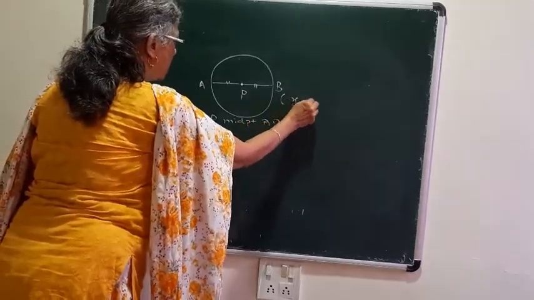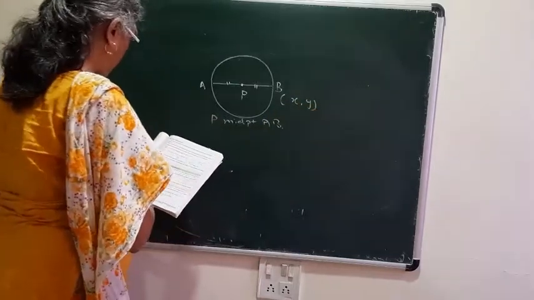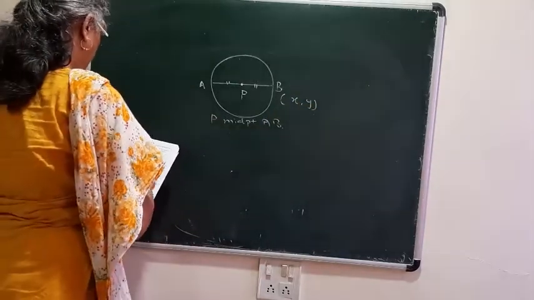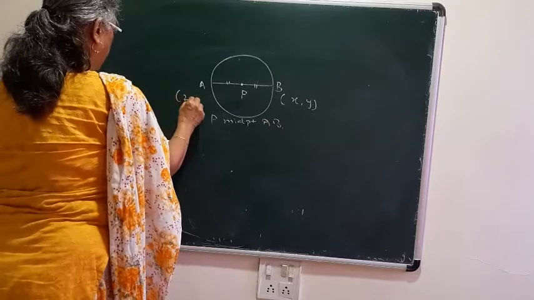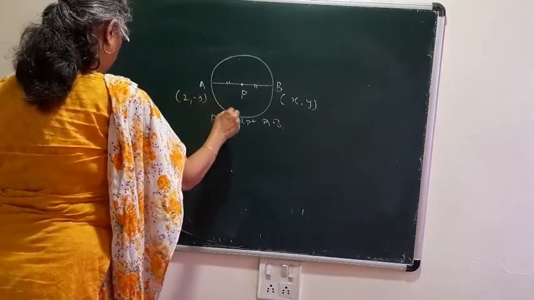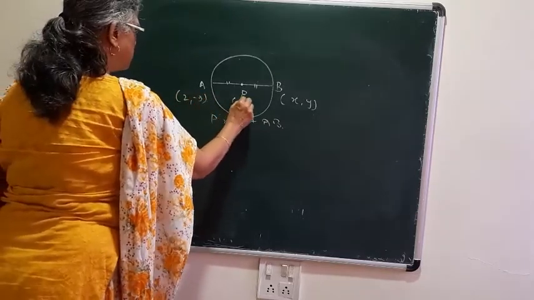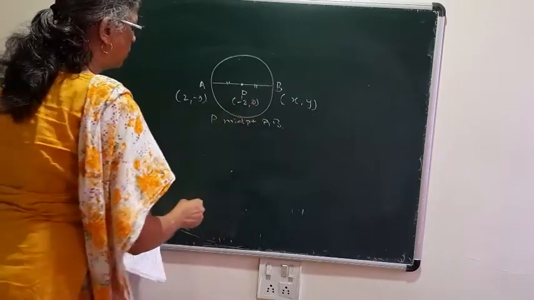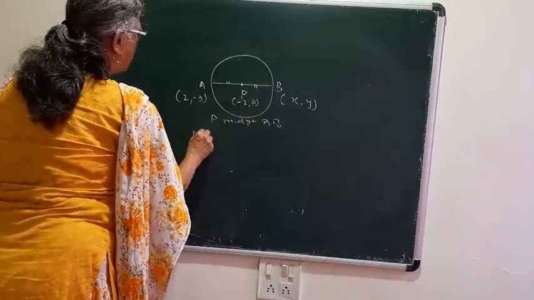And find the coordinates of point B. The coordinates of point B they have asked, so we will label it as x and y. The coordinates of A are given as 2 and minus 3. The coordinates of P are given as minus 2, 0. So you are going to use the midpoint formula.